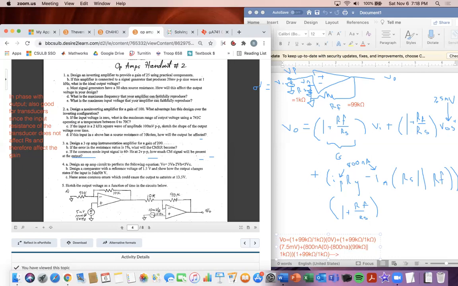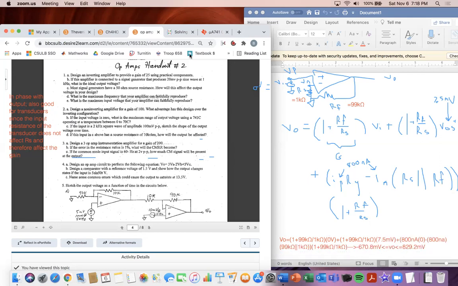And when you do all that, after you lose your sanity and cry for like 10 hours, your output voltage is going to be between negative 670.8 millivolts and then less than or equal to the output voltage less than or equal to 829.2 millivolts. And that's how you solve 2B.